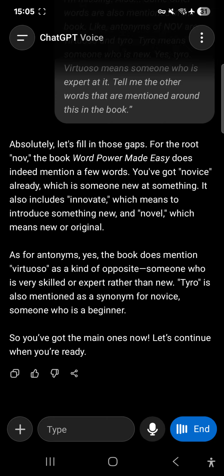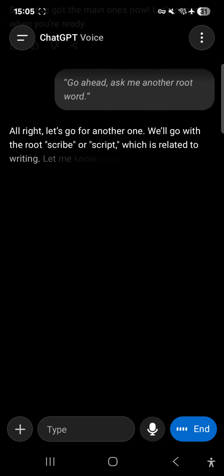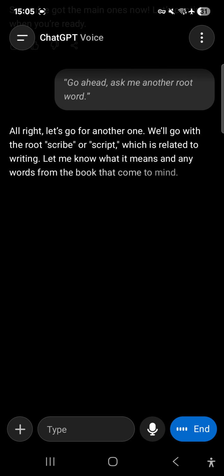Go ahead, ask me another root word. All right, let's go for another one. We'll go with the root scribe or script, which is related to writing. Let me know what it means. We have covered this.